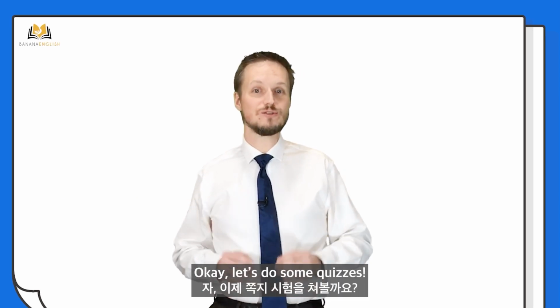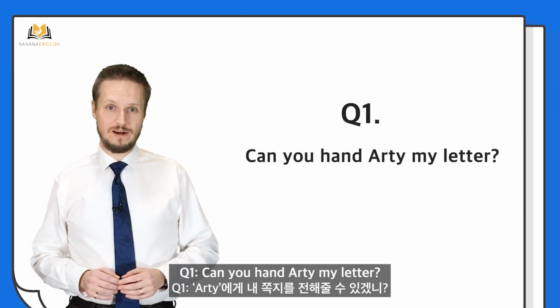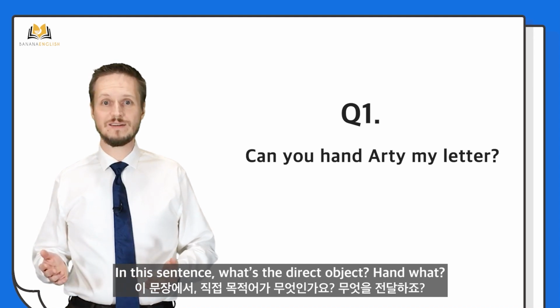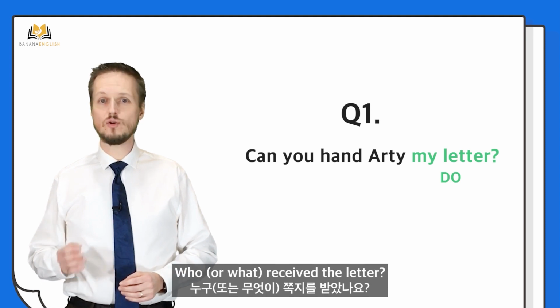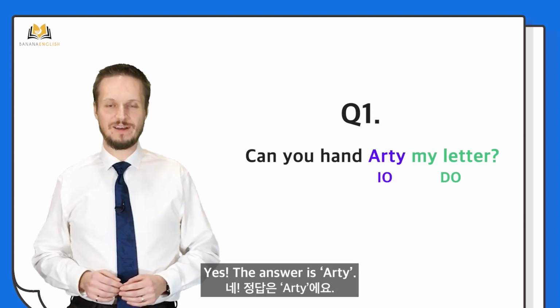Okay, let's do some quizzes. Q1, can you hand Artie my letter? In this sentence, what's the direct object? Hand what? Yes, my letter. Then find the indirect object. Who or what received the letter? Yes, the answer is Artie.